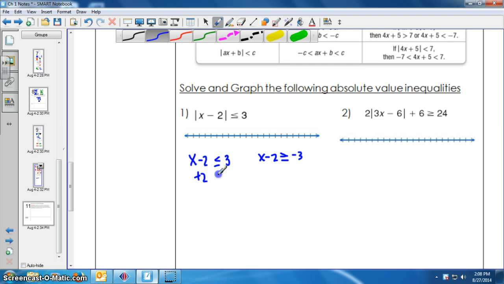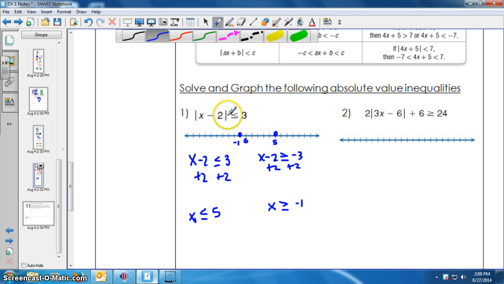So now we can solve. x is less than or equal to 5. Over here, add 2, add 2. x is greater than or equal to negative 1. So we are going to go ahead and graph this. We'll just pick zero there. Here's negative 1, and we would have a solid circle there. 1, 2, 3, 4, 5 is there. So solid circle at 5.